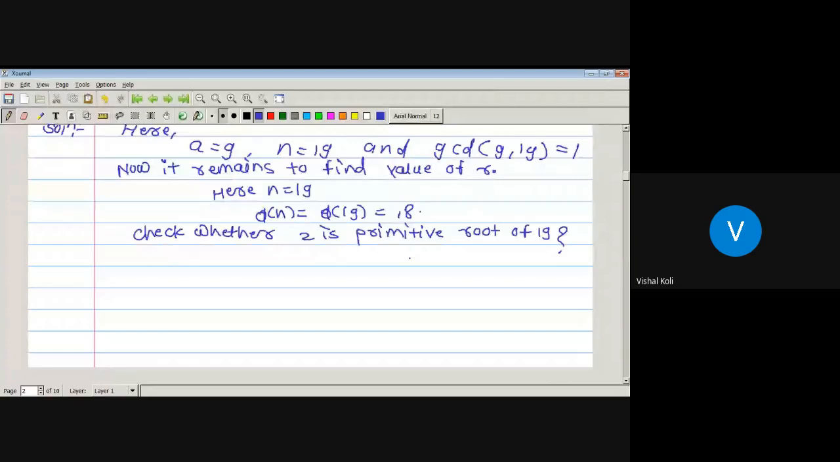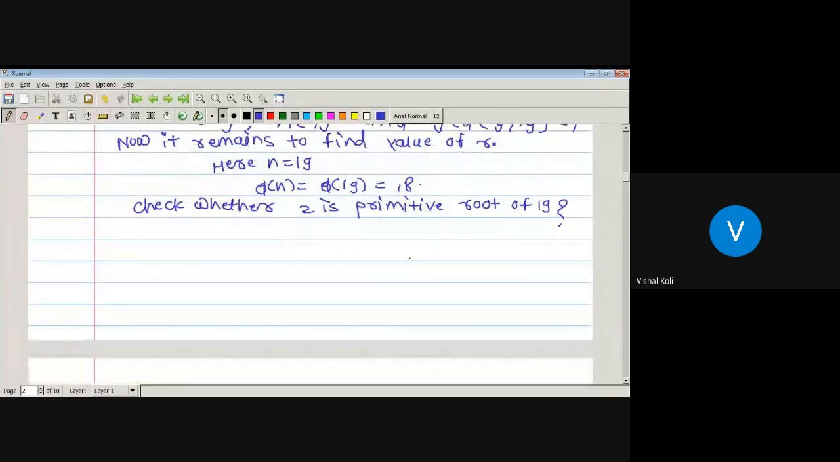Now we will use the theorem: if a is an integer which is relatively prime to m, then a is a primitive root of m if and only if a to the power phi of m upon p is not congruent to 1 modulo m. Here we have chosen the integer 2, which is relatively prime to 19. Now phi of 19 is 18. Tell me the prime divisors of 18. 2 and 3 are the only prime divisors of 18.